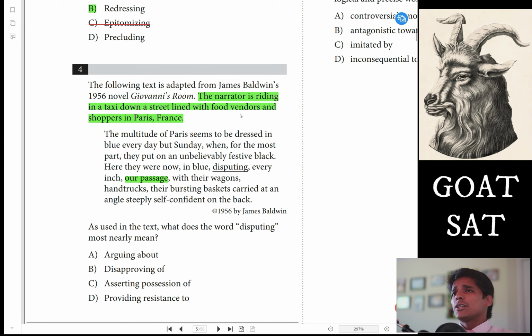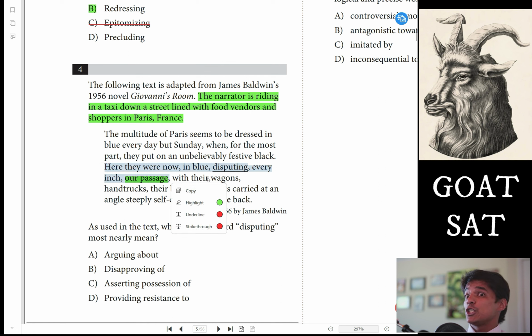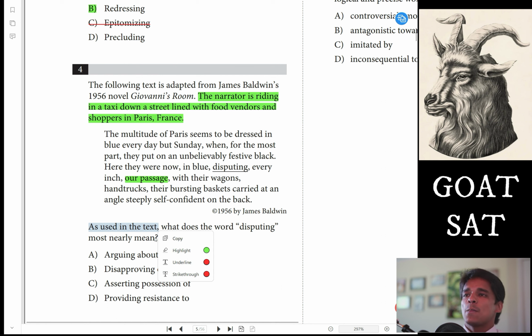Okay, so in any of these passage questions, make sure that you read the line up here, or whatever information's up here. Here the narrator's riding in a taxi down a street with vendors and shoppers, right? So the question is, what does disputing mean in this context? And here they were now in blue, disputing every inch. To dispute is to argue, right? So you could easily pick argue, but that's not what it means as used in this text.